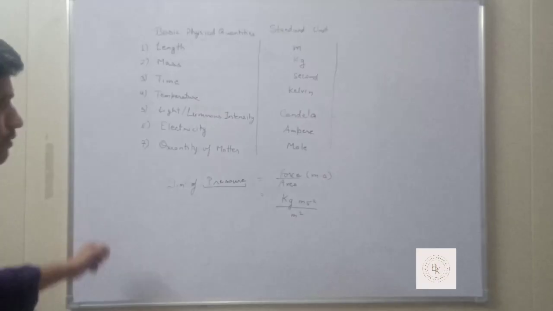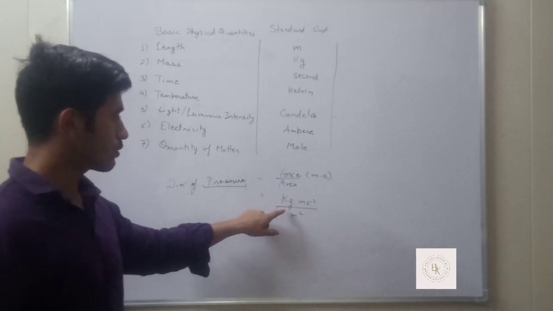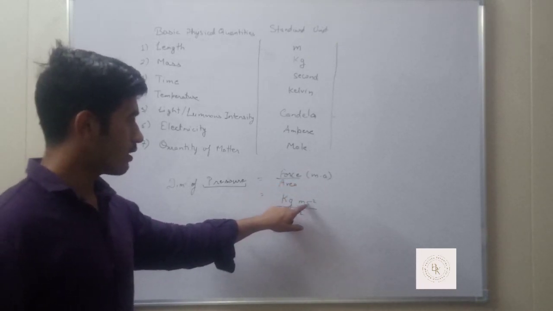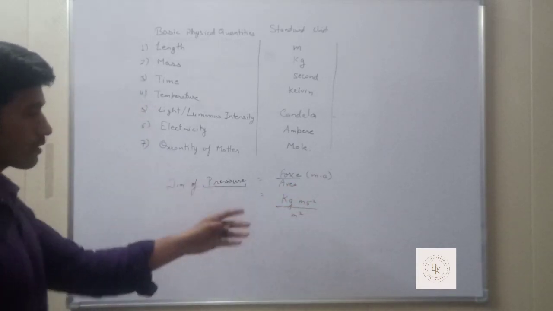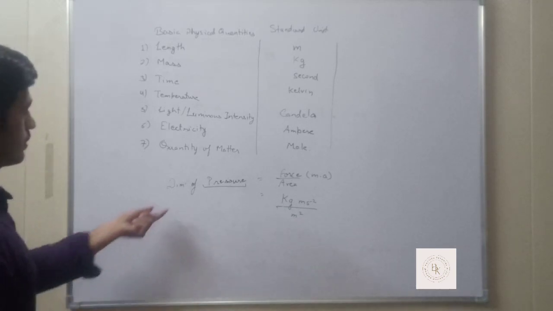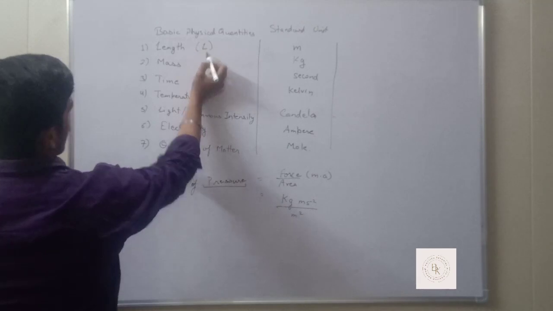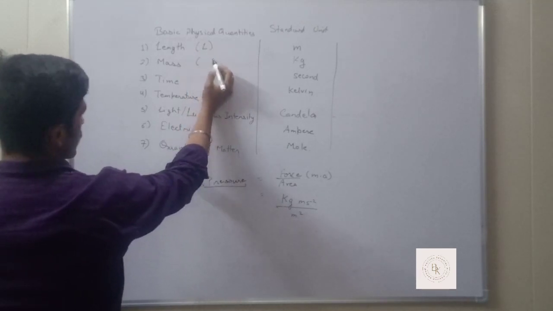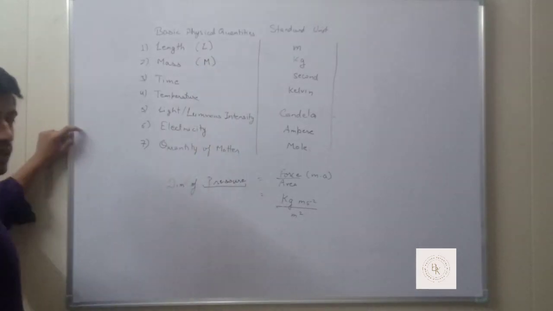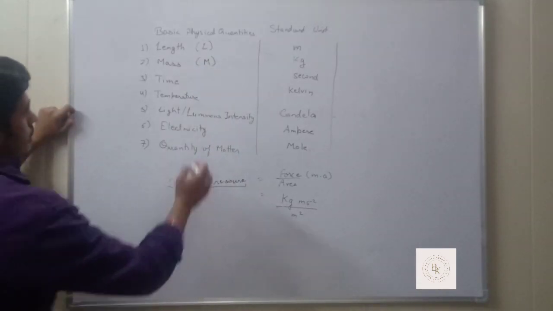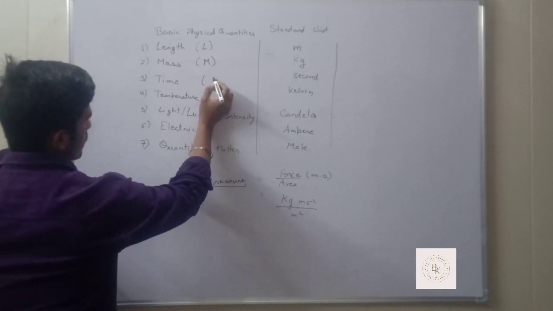Is it okay? So mass is used in kg, and acceleration in meter per second square. So we have to take the dimension formula. Here the dimension for length is L, for mass we use capital M, and for time it's T.